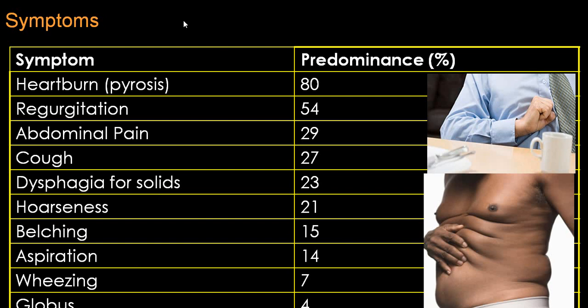You can see from the percentage of the symptoms, almost 80% of the time it is heartburn, regurgitation in 54%, abdominal pain in 29%, while cough, dysphagia, hoarseness of voice, belching sensation, etc. are in around 20 to 25% of the people. Aspiration and wheezing are in a very small group, but still those are extraesophageal symptoms.